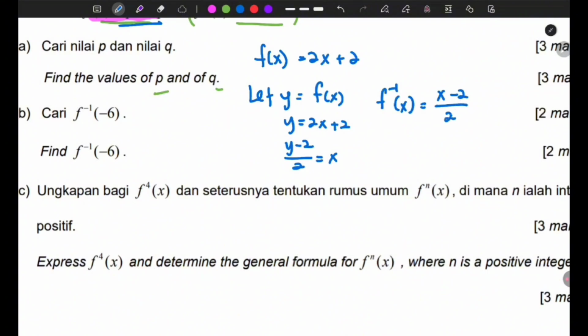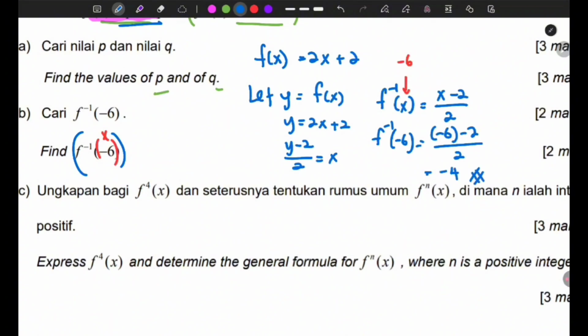And you already found your f inverse function, but that's not what the question wants. The question wants f inverse of negative 6. So whatever is inside the bracket is the x. So substitute your x with negative 6 here. What do you get? Negative 6 minus 2 is negative 8, divided by 2 is negative 4. Done.